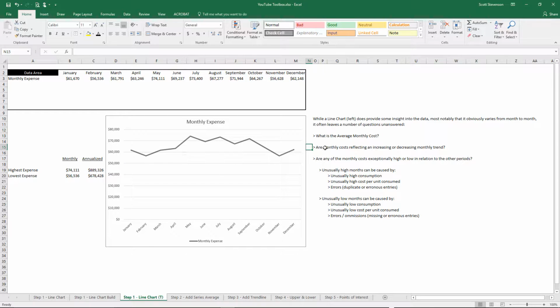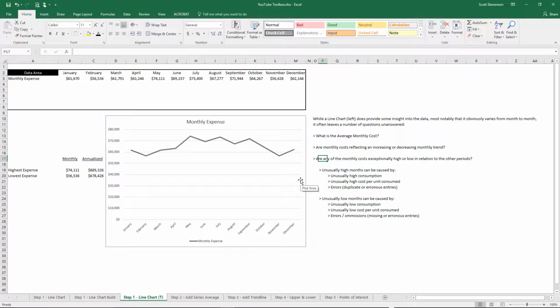Excel will tell you that. Another question: is the monthly cost showing an increasing or decreasing trend? Well, looking at this, I honestly don't know. It sort of starts out low, goes up, comes down, so I don't know if it's increasing or not. However, Excel has a function called trend that will help identify whether or not overall we're seeing any increase or decrease over the period we're looking at.